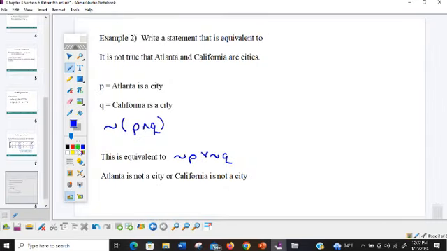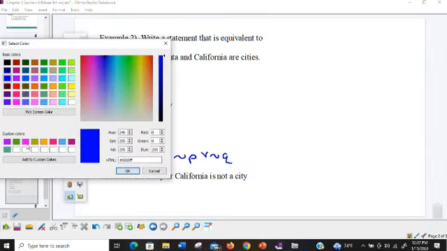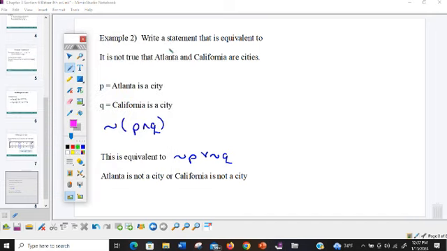Now, example 2 says, write a statement that is equivalent to, it is not true that. Anytime you see it is not true that, that's where you put the little negation in front of parentheses, okay? Anytime you see that, you put a negation in front of parentheses. It is not true that Atlanta and California are cities.